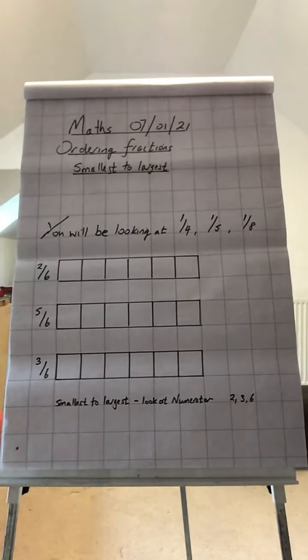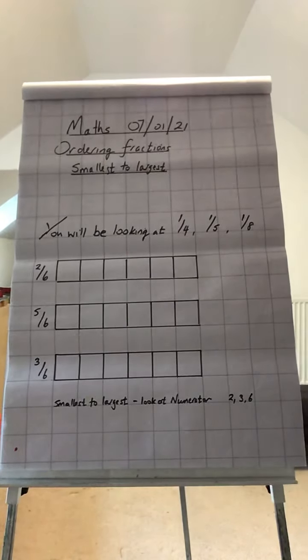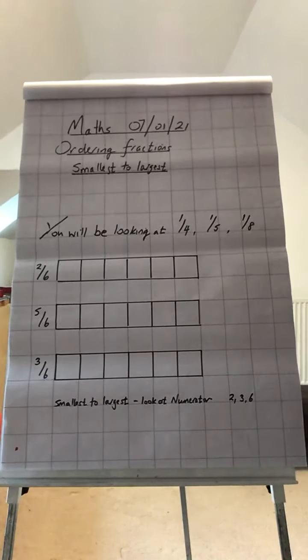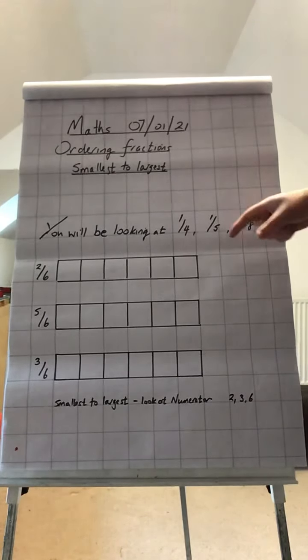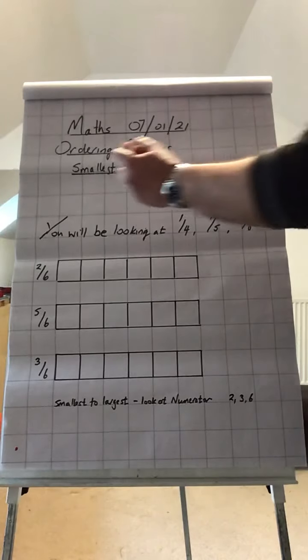This time we are ordering fractions. On Tuesday we looked at simple fractions where you could use a fraction wall. On Wednesday we compared two different fractions, which one was bigger. And today we are looking at three fractions, all within the same family. We are now going to try and order them from smallest to largest.